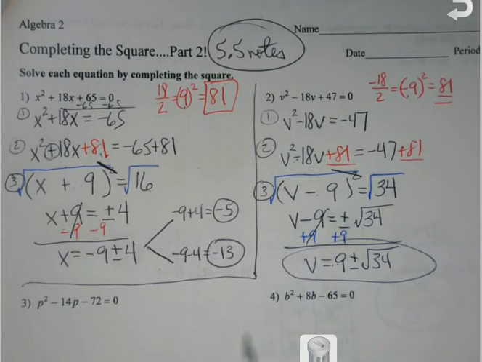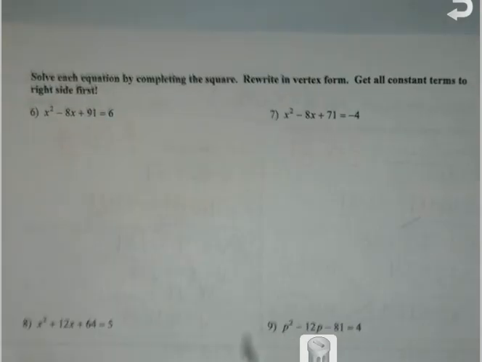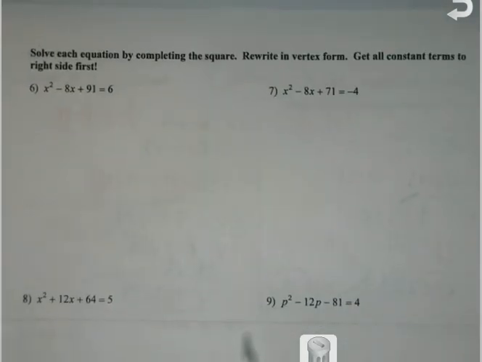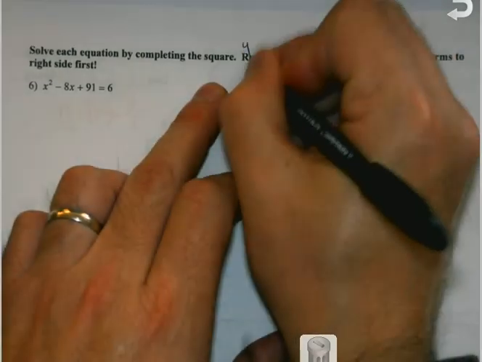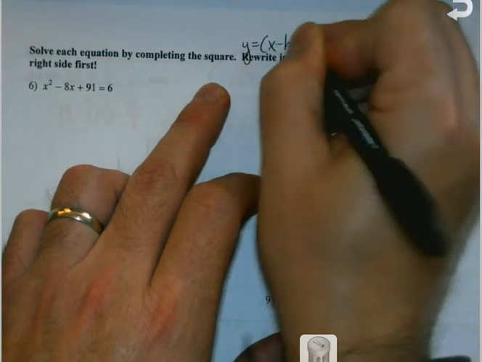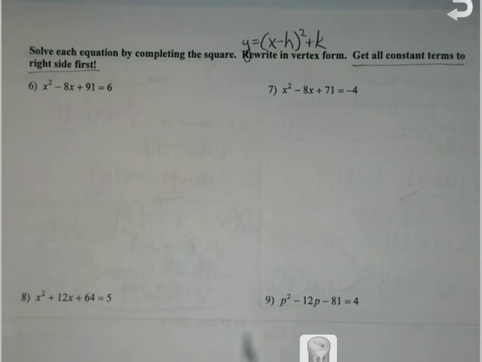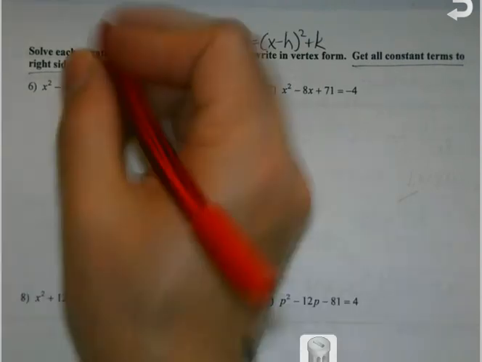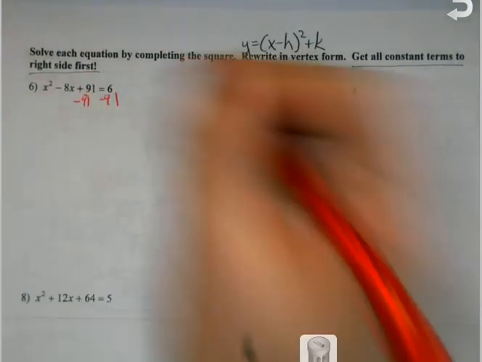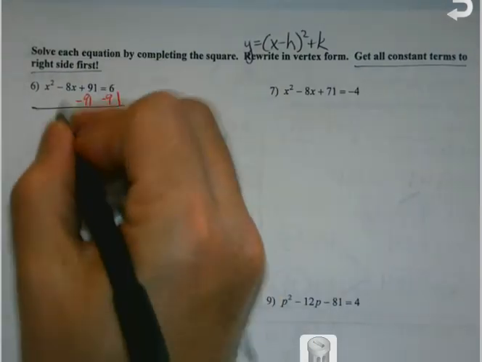Okay, so that's one of our ways we completed the square. The other one is on the back here. And then we just about got this locked down. Okay. Solve each equation by completing the square. Rewrite in vertex form. Get all the constant terms to the right side first. Remember, here's my vertex form. Get all constant terms, all plain old numbers, all things that don't have x, to the right side before you start. So get that 91 out of there.